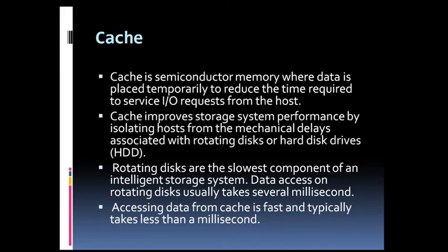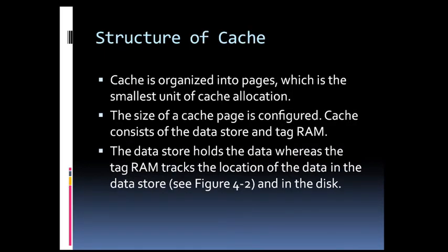Let us understand the structure of cache. Cache is organized into pages, which is the smallest unit of cache location. The size of the cache page is configured according to the application IO size. Cache consists of the data store and a tag RAM. The data store holds the data, whereas tag RAM tracks the location of the data in the data store.